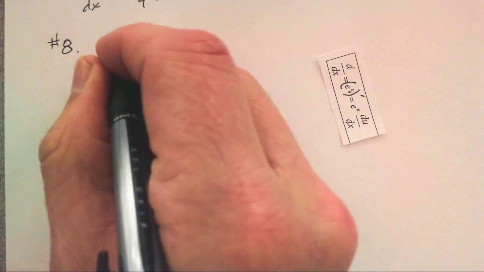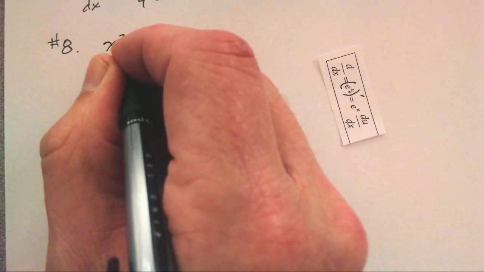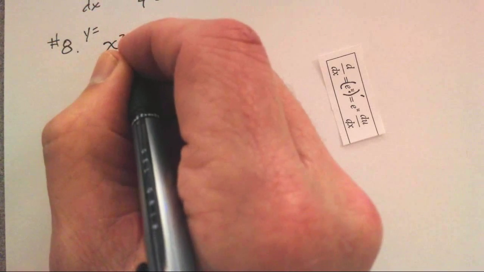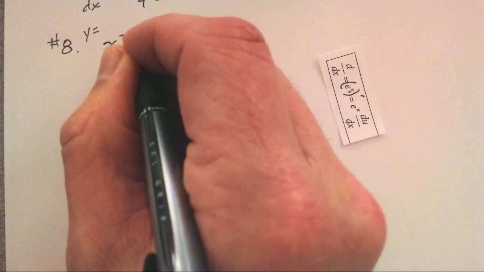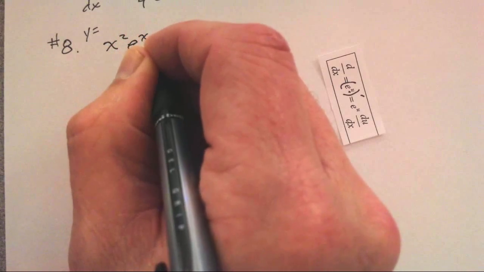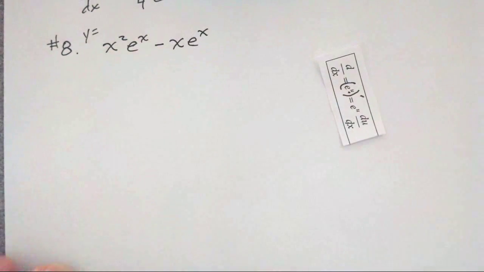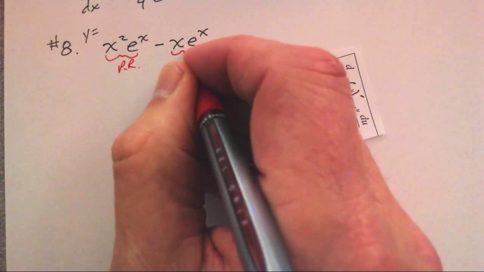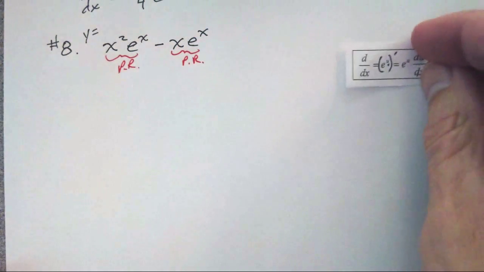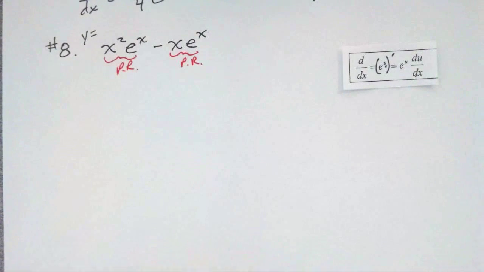Number 8. I knew that the good times would have to end. Number 8, we've got y equals x squared e to the x minus x e to the x. And what we have here is a product rule. And I'm going to make a habit out of always writing parentheses around my product rule.